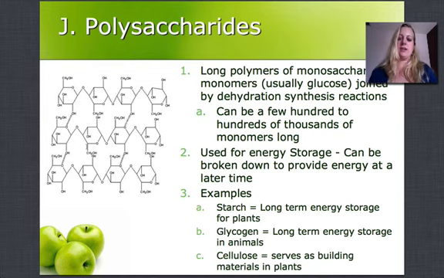And then I talked already about the cellulose, right? Cellulose is the stuff that makes up cell walls. And celery has a really dense cellulose structure. So you can think of celery when you think of cellulose.